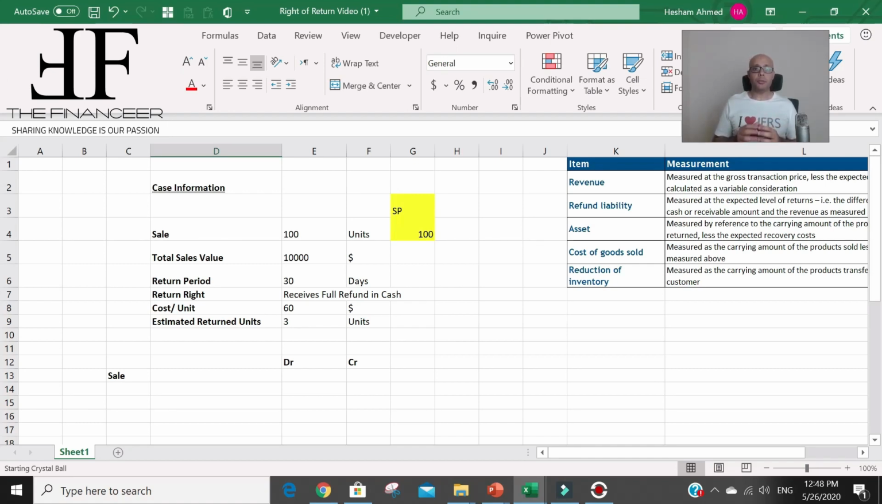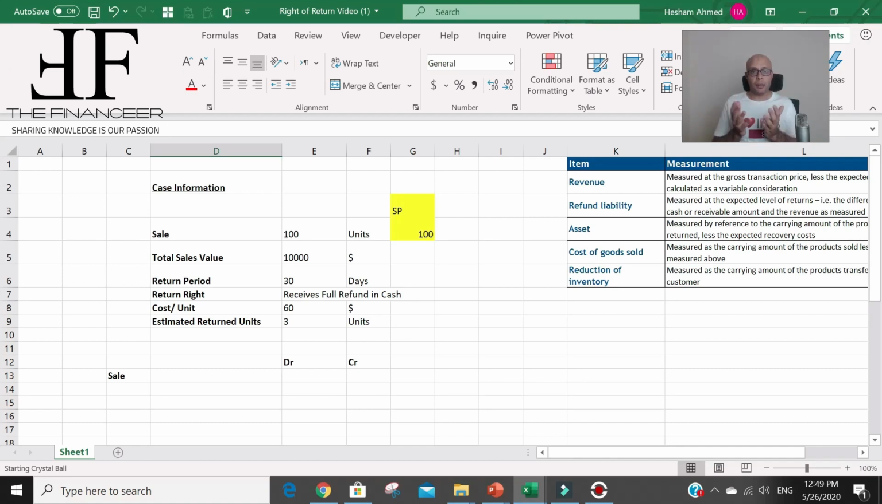Step number 3 is related to the transaction price. Both parties agreed that the transaction price is $10,000. But the question here is, is this $10,000 a fixed price or a variable price? Let's understand the right of return that's included in the contract. The right of return gives the customer the right to return any unit of these 100 units to the company during the return period, which is 30 days, and then the company is going to refund the customer for any returned units.